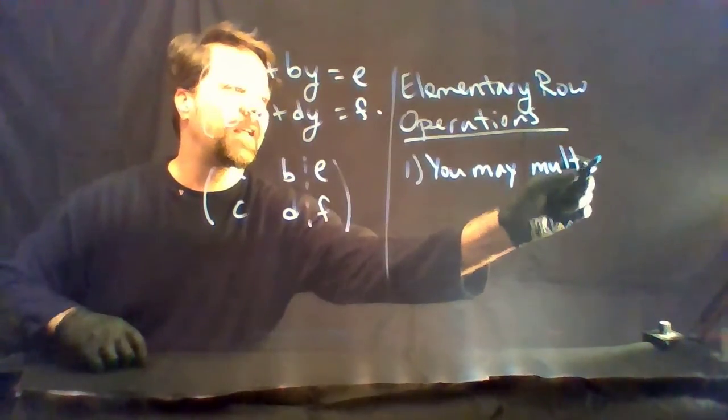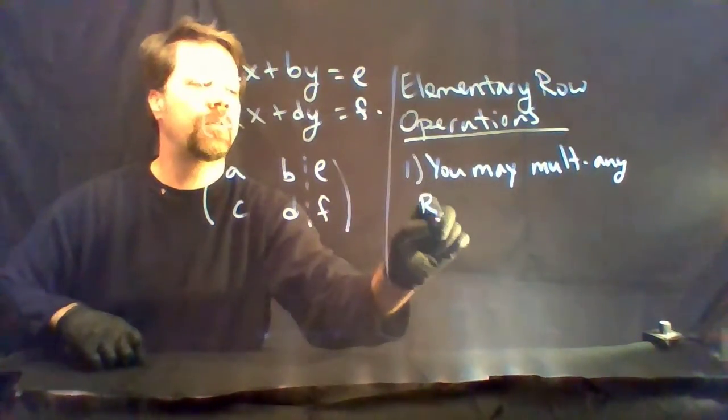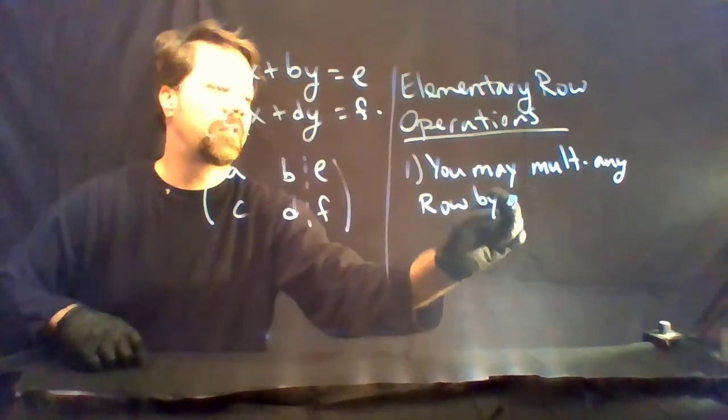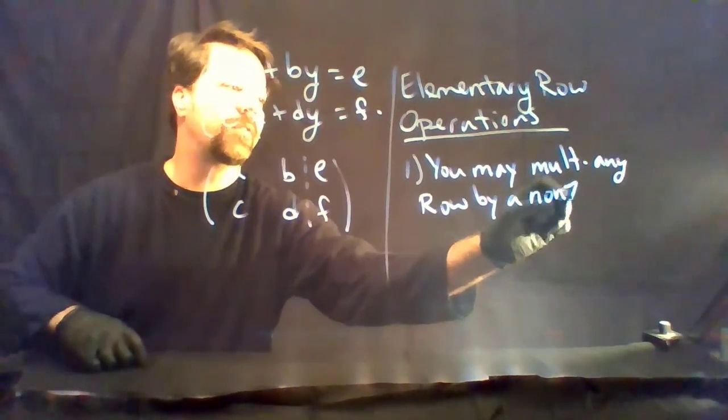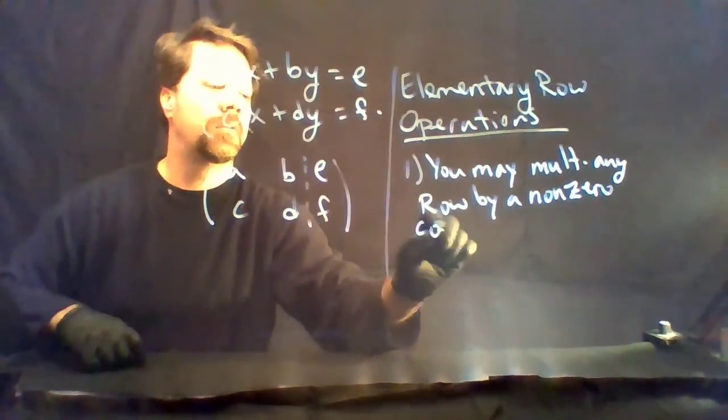You may multiply any row by a non-zero constant.